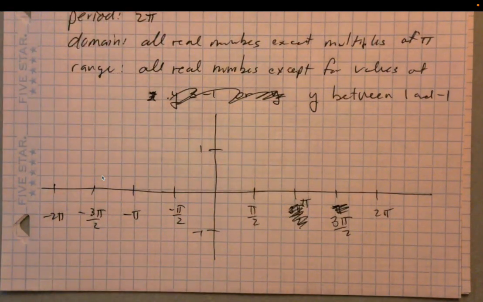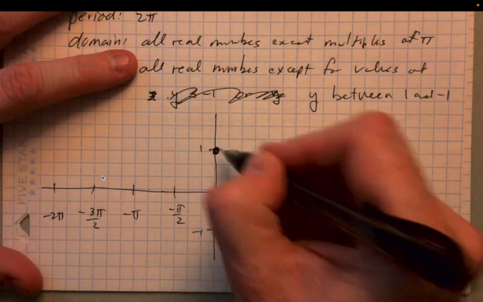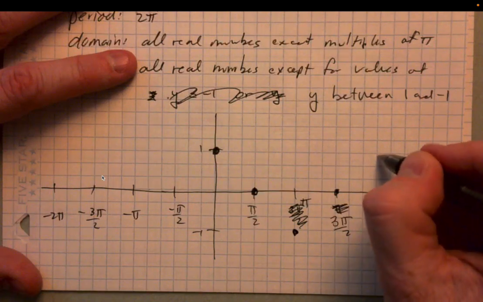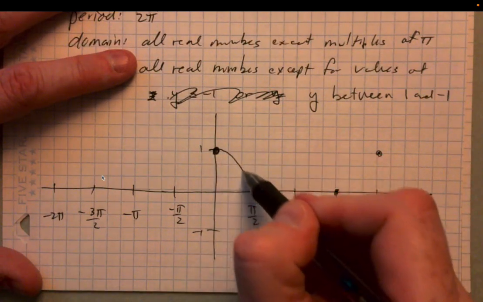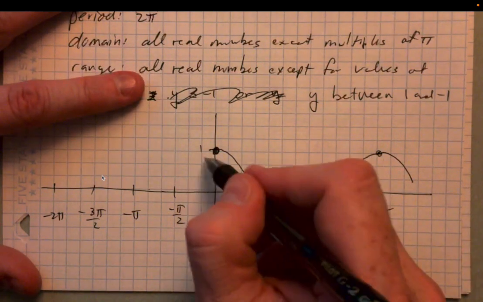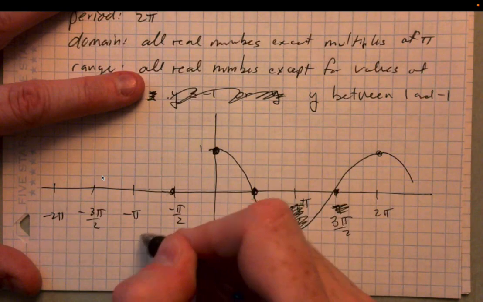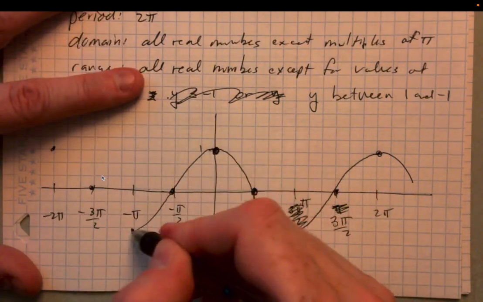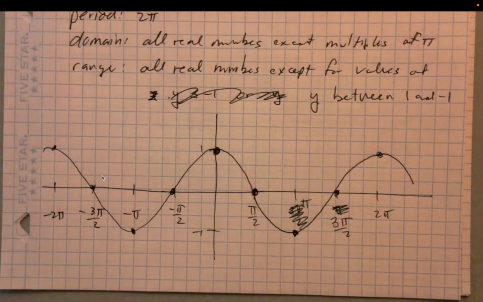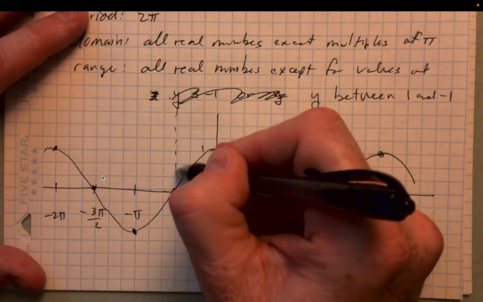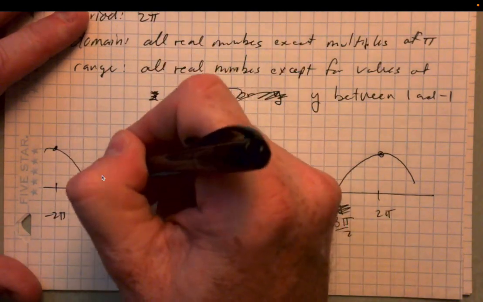Okay, so what does the cosine do? Well, you remember the cosine starts up here, and then it comes down, and it hits a minimum, and then it starts to come back up. Right, so it kind of looks like this. And it does the same thing over here. That's the cosine function. So the secant is the inverse of the cosine. So everywhere cosine is 0, you're going to have an asymptote.